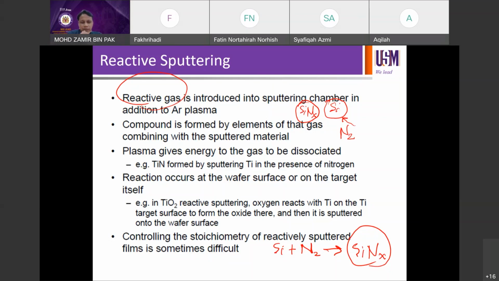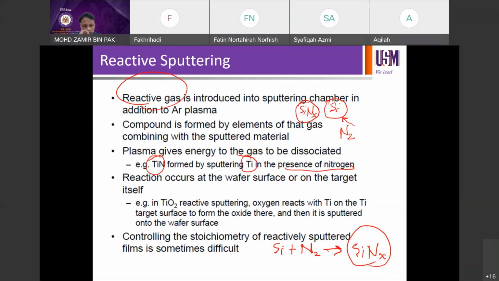Right, plasma gives energy to the gas to be dissociated. If you talk about TiN, titanium nitride, in fact we normally call it nitride, TiN. It is formed by sputtering titanium in the presence of nitrogen, for example. So in this case, we use titanium as the sputter target material, in the presence of nitrogen. So titanium plus nitrogen equals TiN, or titanium nitride. Reaction occurs at the wafer surface and on the target itself.